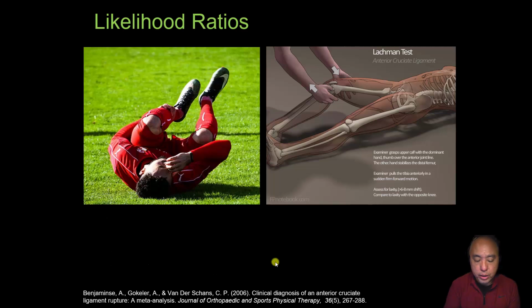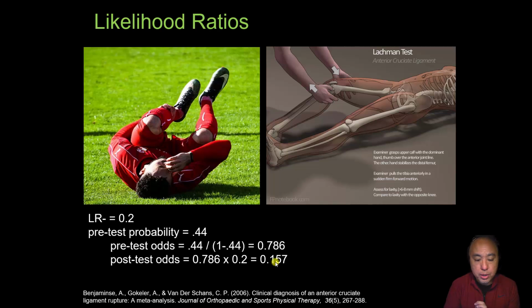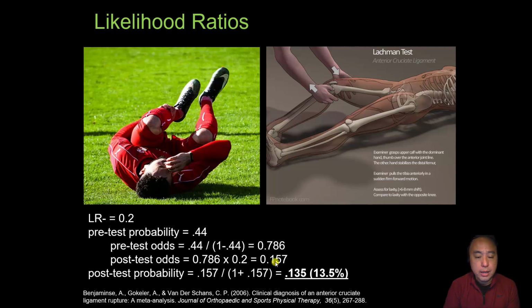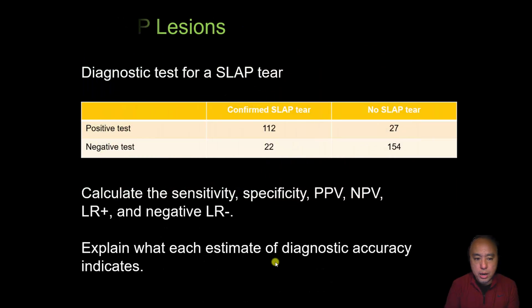Now, for a negative test, according to this research article, they found that there was a negative likelihood ratio of 0.2, which is pretty good, given the same pretest probability. 0.786 is the pretest odds. Multiply that by 0.2, the odds of the person having the ACL injury or a torn ACL is 0.157, and convert that to probability. That is 13.5%. That means if you get a negative result on Lachman's, there's a roughly 14% probability that the person has an ACL injury. Cool. So let's try an exercise here.